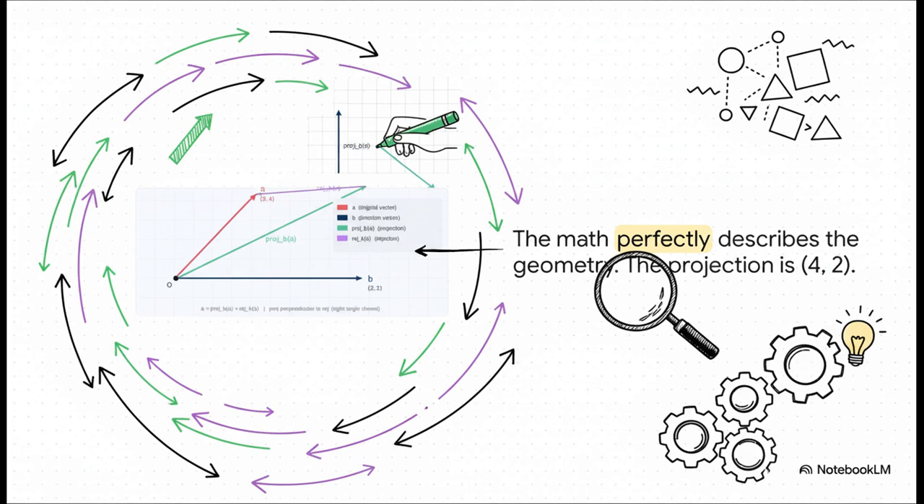And this is where it all just clicks into place. Let's go back to our picture. That green vector, our shadow, it's exactly the vector (4, 2) that we just calculated. And that purple vector, the part that's perpendicular, it's exactly (-1, 2). The math isn't just some abstract thing, it perfectly describes the geometry we can see with our own eyes. That's the aha moment right there.